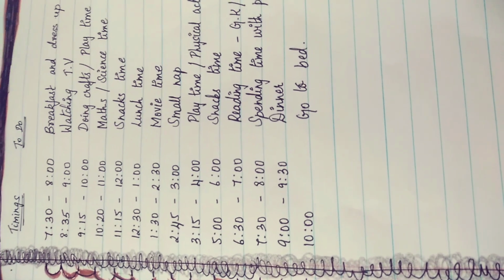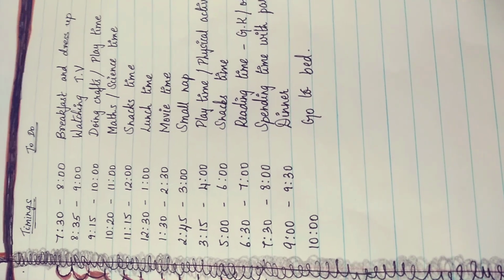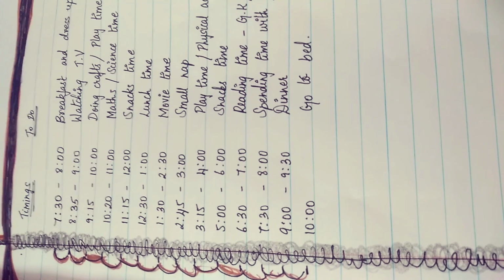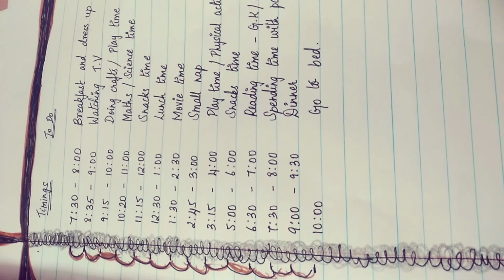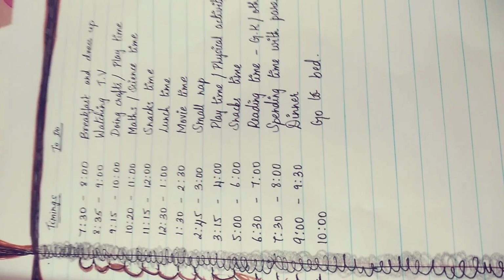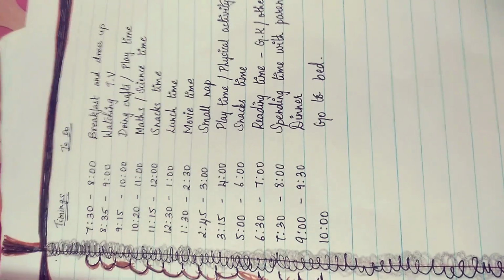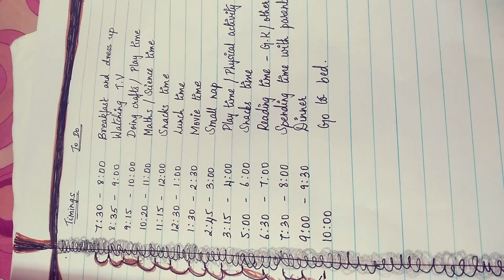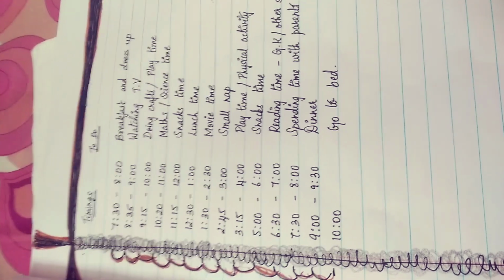Timings and to-do. The time and the work. 7:30 to 8 o'clock is breakfast and dessert. 8:35 to 9 o'clock is watching TV. 9:15 to 10 o'clock is doing crafts or playtime. 10:20 to 11 o'clock, maths or science time. 11:15 to 12 o'clock, snacks time. And 12:30 to 1 o'clock is lunch time.